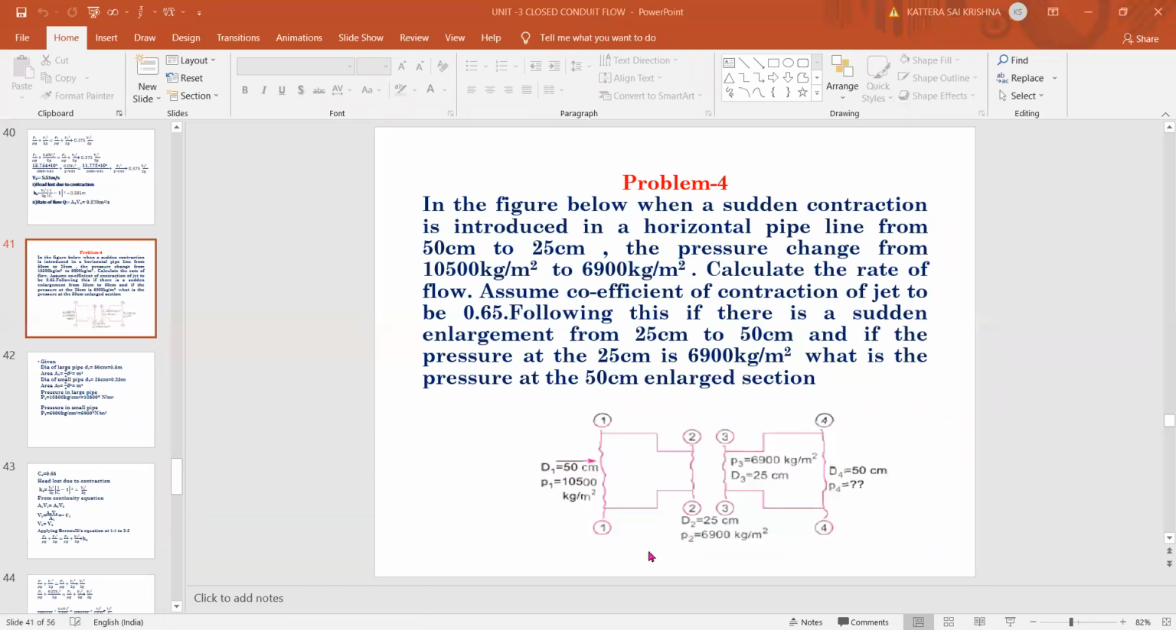If you see the pipe diagram here, first we are taking section 1 at the 50 centimeter pipe, whose pressure is given. Next, at the contraction part, we are taking section 2, whose pressure is also given.